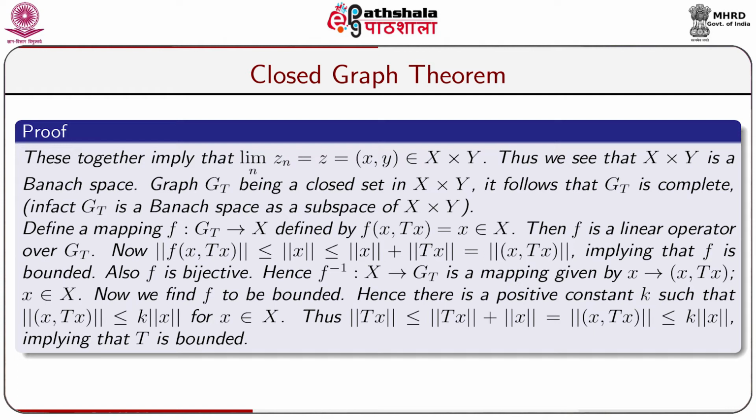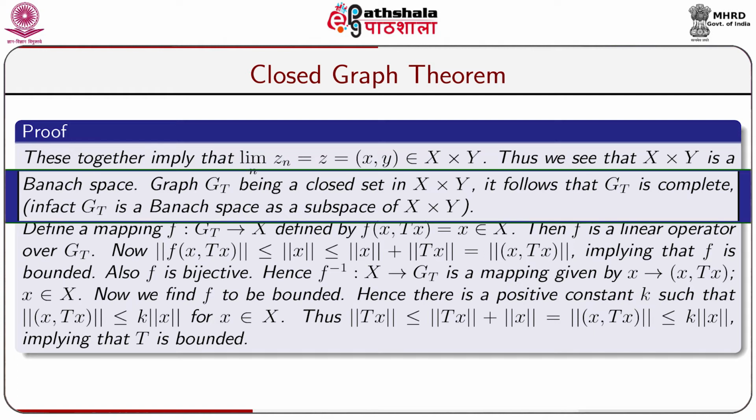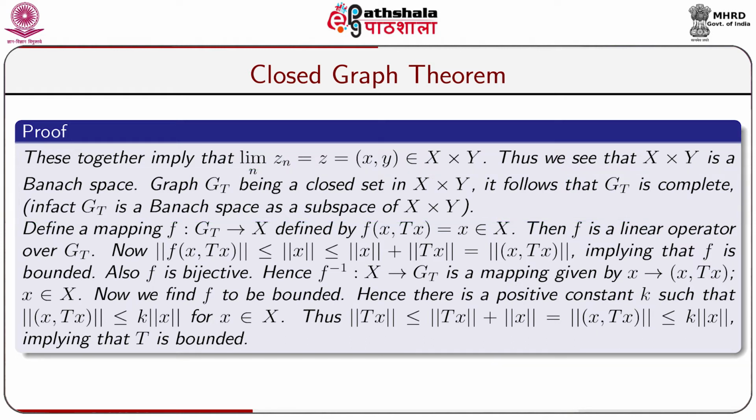Thus, we see that X cross Y is a Banach space. Now, the graph of T, that is G_T, being a closed set in X cross Y, it follows that G_T is complete because X cross Y is a Banach space, and we know that a closed subset of a complete metric space is again a complete metric space.